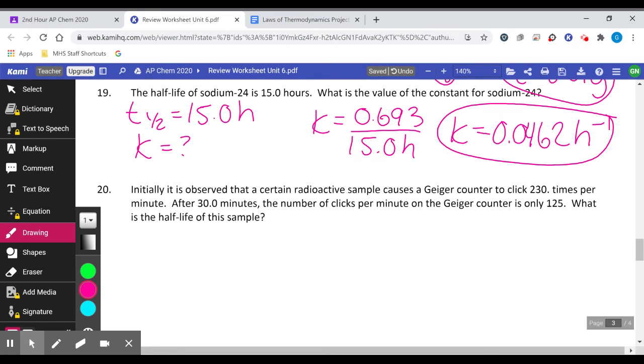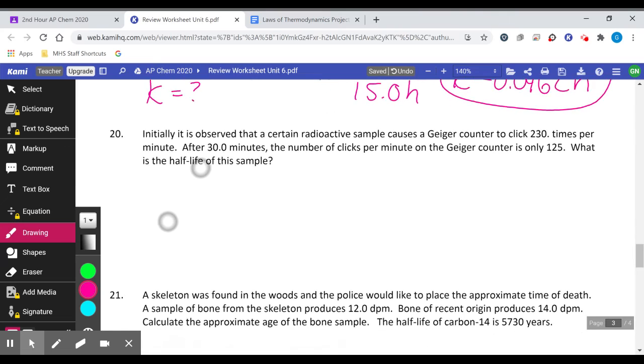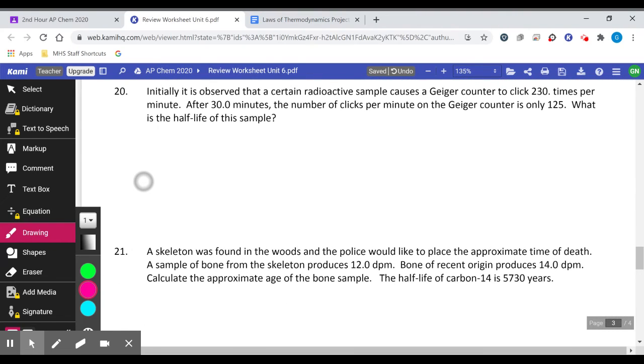Okay, on 20, it says initially it is observed that a certain radioactive sample causes a Geiger counter to click 230 times per minute. That's an activity. After 30 minutes, the number of clicks per minute on the Geiger counter is only 125. What is the half-life of this sample?